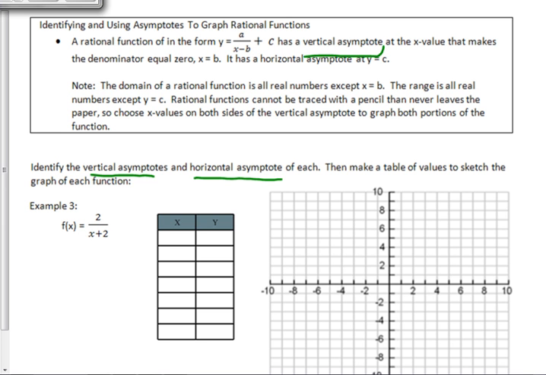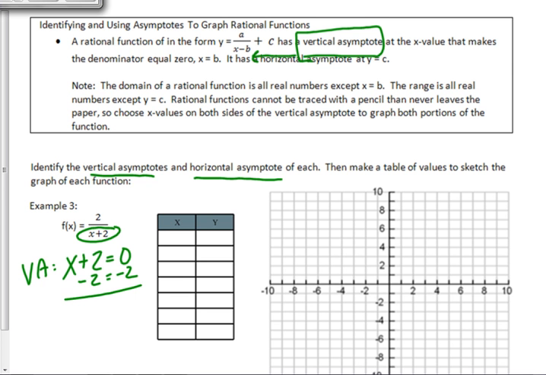Basically, to find your vertical asymptote, right here it's x minus b. What they're showing there is the denominator. What you're going to use is essentially the excluded value method. So for my vertical asymptote, I'm going to take this right here and set it equal to 0. So x plus 2 equals 0. Solve for x, and we have x equals negative 2.